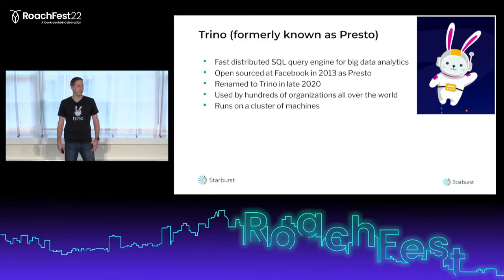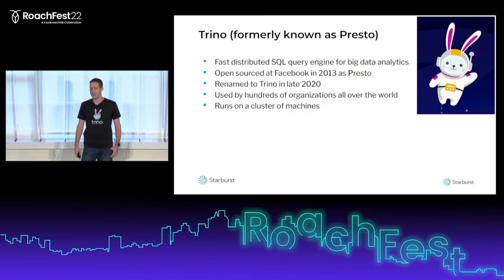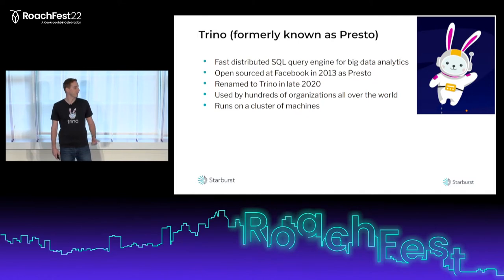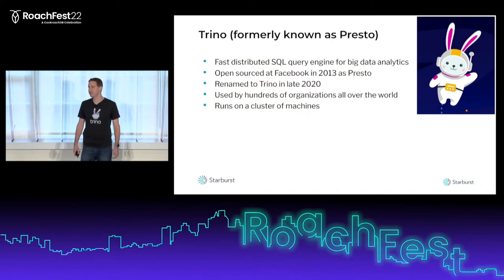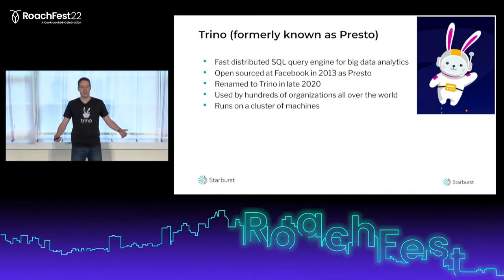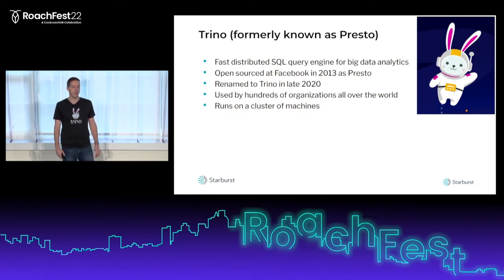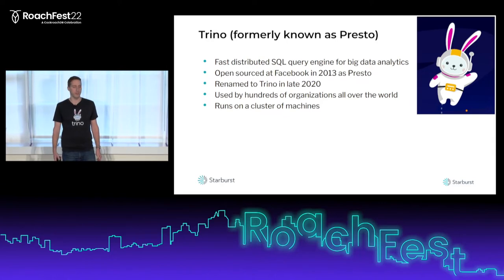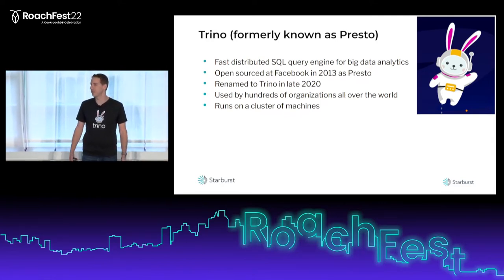Starburst is built on top of Trino, which is an open source distributed SQL query engine for analytics over big data sets. Like, as we saw in one of the previous talks, if you load a bunch of log data into S3, great, okay, now I've got 100 terabytes of log files in S3, what do I do with it? Well, that's where Trino comes in. Trino lets you efficiently and quickly run standard SQL queries over it to get some insights out of all this data that you're storing.